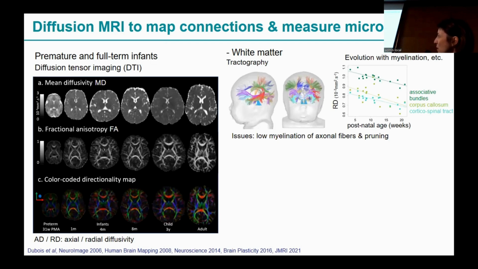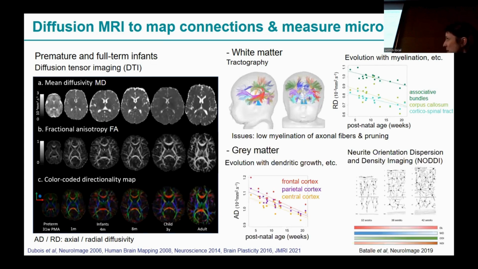So here, for example, you have examples of mapping of the connections obtained in typical babies here at NeuroSpin, and we can look at some markers of the maturation of this white matter tract, and in particular at the myelination, by looking at changes in these DTI parameters, such as radial diffusivity.